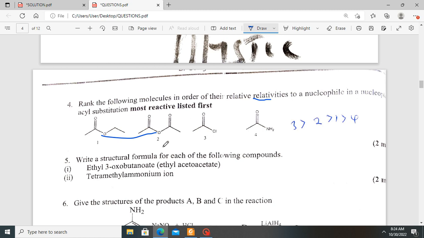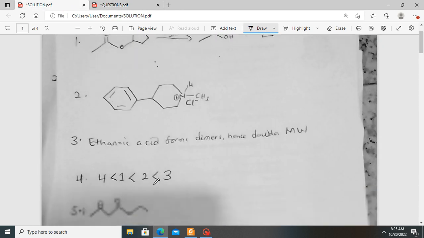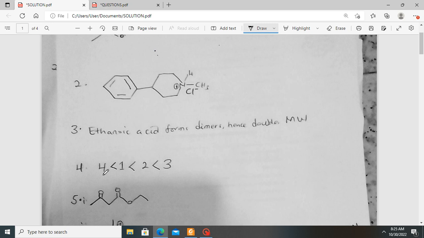Among all the derivatives, the most reactive one is the acyl chloride. So this one is the most reactive, followed by the anhydride, followed by the ester, then finally the amide. The amide is the least reactive among these. So as we said earlier, it is the acyl chloride first. In the reverse order, the amide first, followed by the ester, the anhydride, and the acyl chloride.